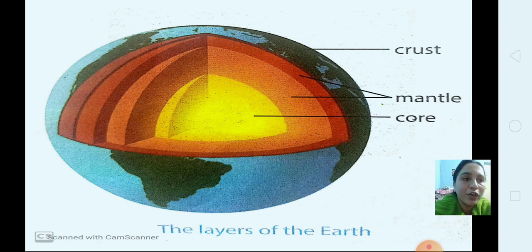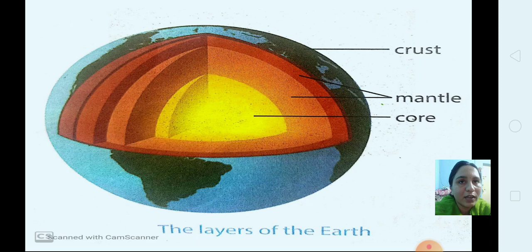Now what is the meaning of melted rocks? Yes, that is rocks in a liquid state. The mantle is the part of the earth between the crust and the core. It is made up of hot rocks. Parts of it can flow or move like chapati dough.